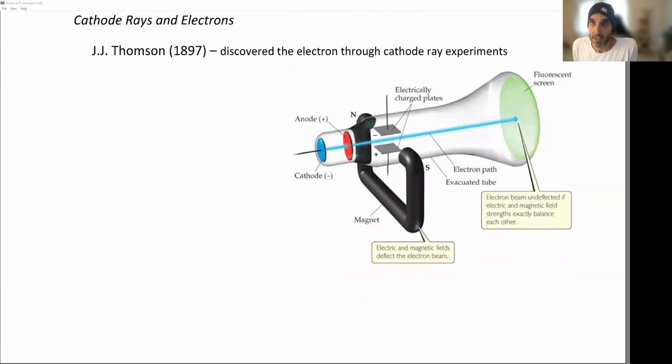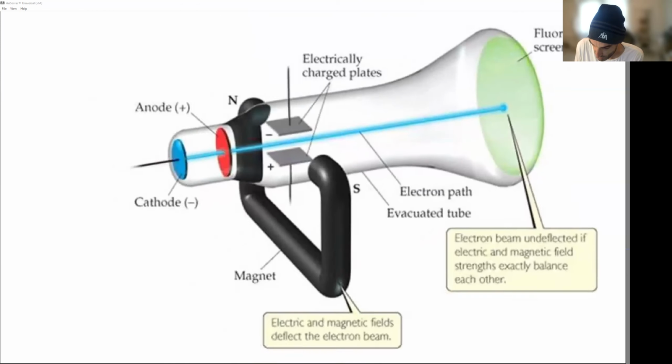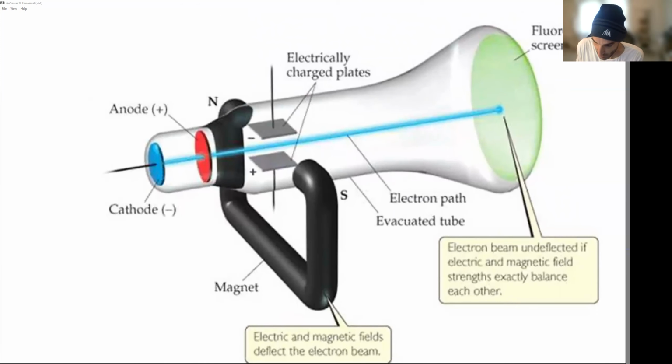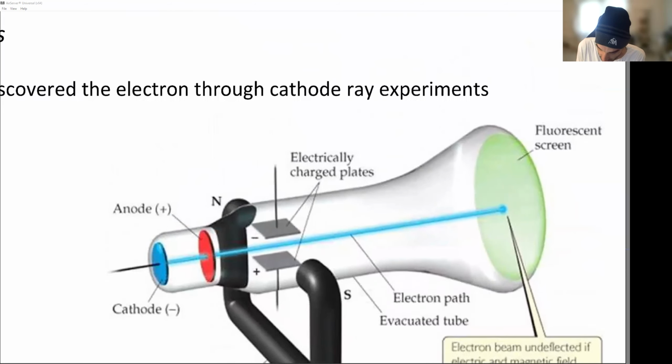So let's start with the cathode ray tube and J.J. Thomson's experiment. So in 1897, J.J. Thomson set up this experiment and he discovered the electron. So the discovery of the electron, essentially, we knew about cathode ray tubes. A cathode ray tube is essentially you're generating, just zoom in here, you're generating electrons, okay?